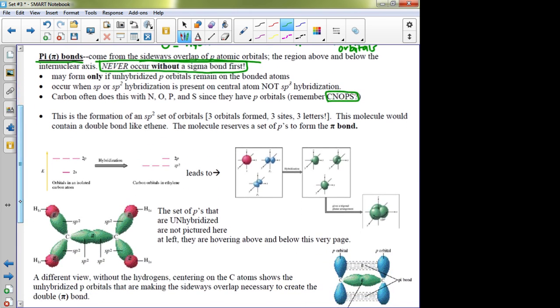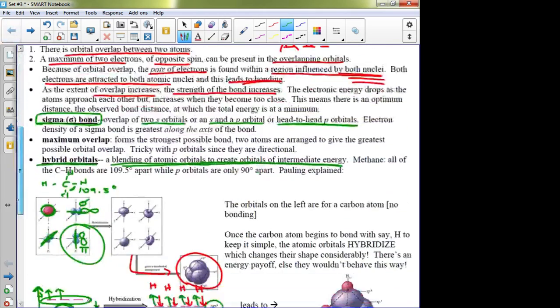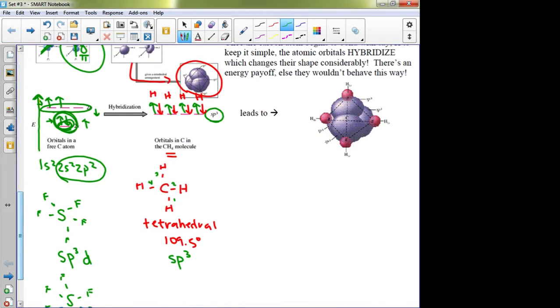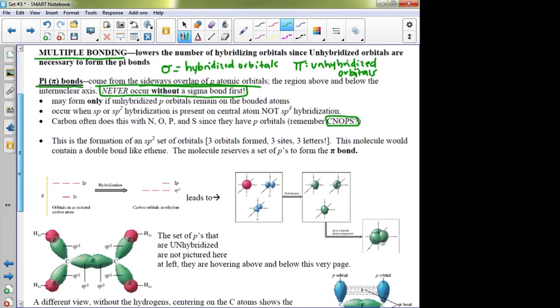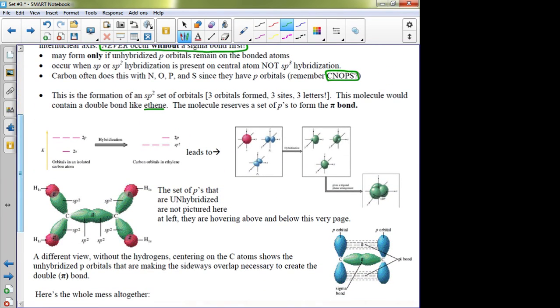Alright. Now, notice, in CH4, when we hybridized, all 4 of them hybridized. Do we see that? My S and all 3 of my P orbitals hybridized. Everybody see it? That means we had all single bonds, right? 1, 2, 3, 4 single bonds. 1, 2, 3, 4 hybridized orbitals. Do we see that? Yes, we see that. When we have a double bond on something like ethene, that would be C2H4. So I would draw it C double bonded to C, H, H, H, H.